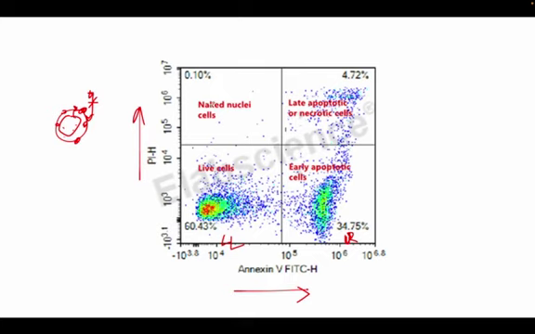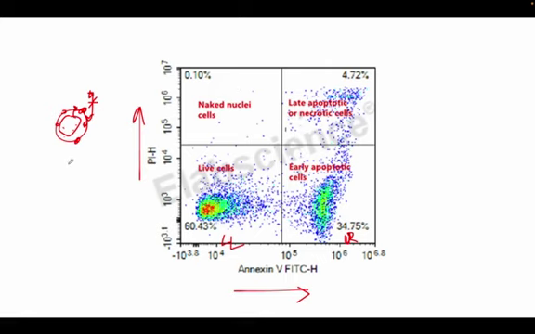Ideally, we should not get cells which are positive for propidium iodide but negative for annexin V. Okay, so this basically corresponds to naked nuclei. So these are cells without a membrane. So this population should be very, very minimal.